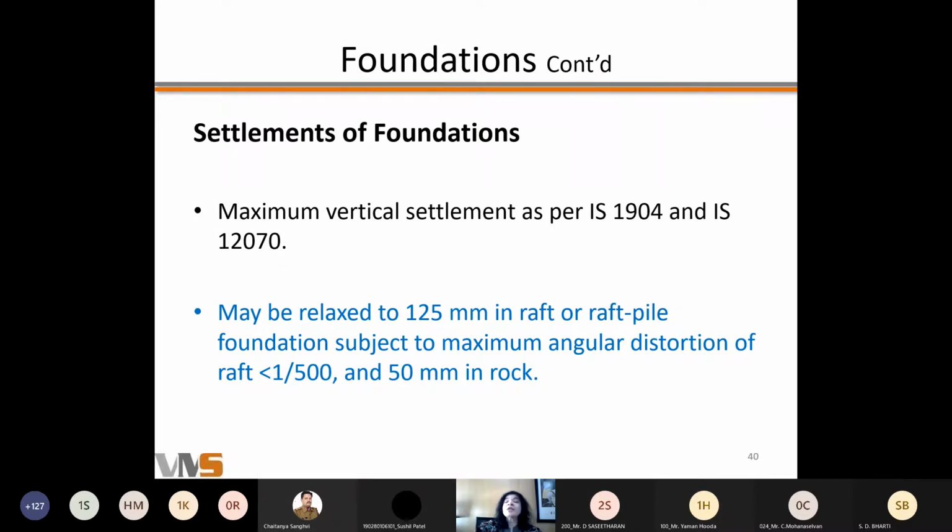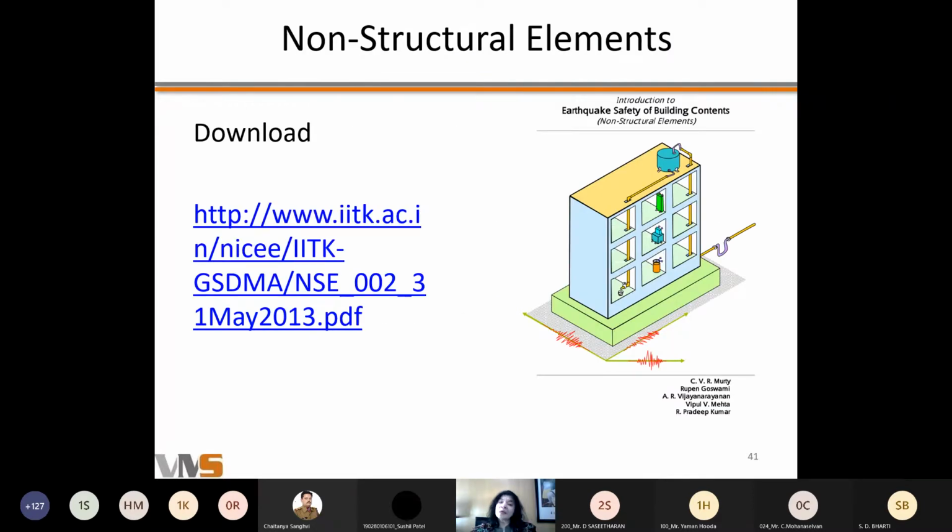The other thing is the settlement of foundations. Earlier, everybody thought it was 75 mm. But actually, even if you read the soil code properly, it's not purely 75 mm. So anyway, we have clarified it and said it can be 125 mm subject to a maximum angular distortion of 1 by 500, right? For non-structural elements, there is a whole laundry list which has been given. To understand the background information, you can see this download, a very good book written by Professor Murthy and team.